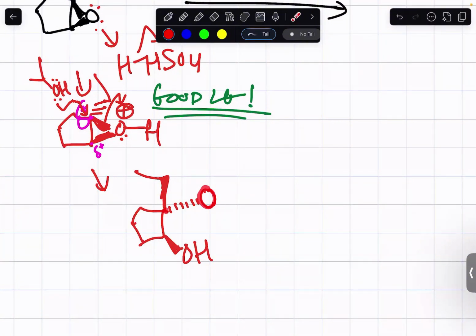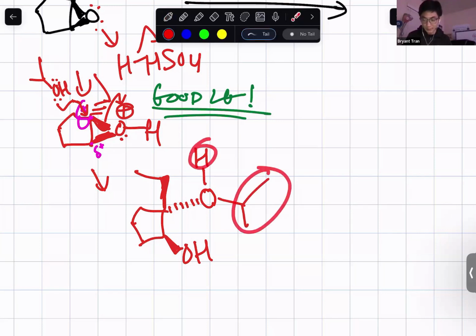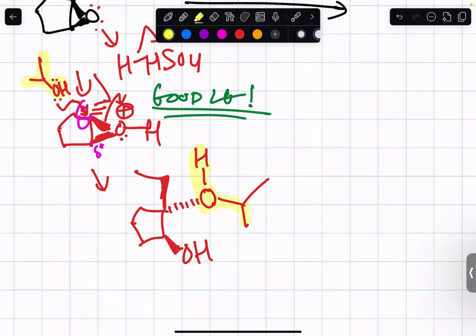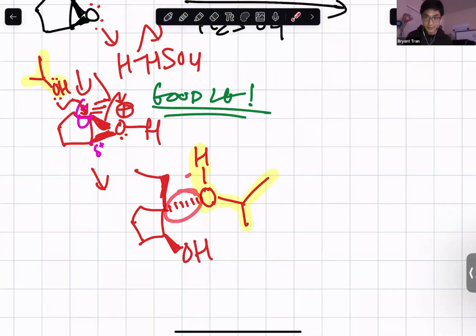The hydrogen, yes, and that R group as well. Okay, isopropyl. Right, so the hydrogen and isopropyl follows that group. If I highlight it in yellow like this, that's this yellow part right there. And this right here is the new bond that was inverted.